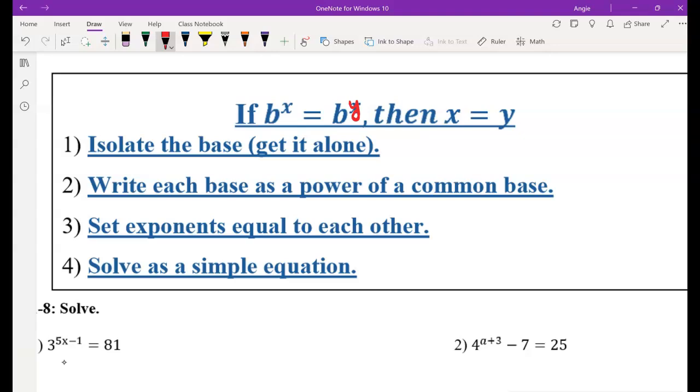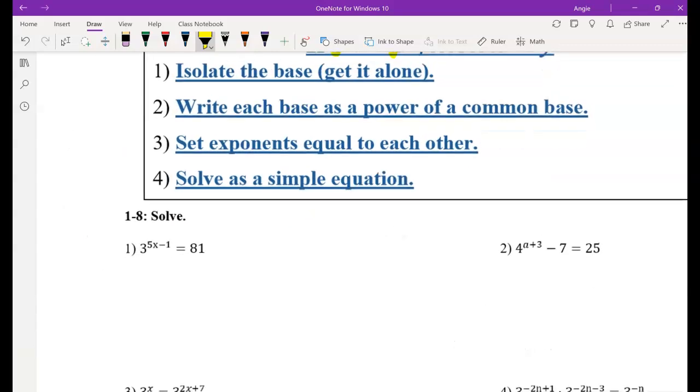The first line says, if b to the x power equals b to the y, then x must equal y because the bases are exactly the same. So how do we solve? Step one, isolate the base. Get the base all by itself. Step two, rewrite each base as a power of a common base. I mean, get the base to be the same on each side if possible. Step three, set the exponents equal to one another because now the bases are the same. And step four, solve as a simple equation.